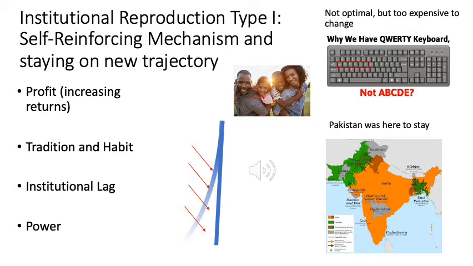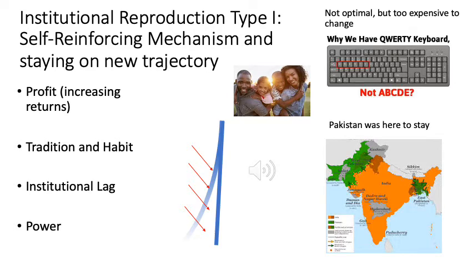And lastly, power. Whenever you get a new setup in politics, you get a new set of power brokers that like the way things are, the new way, and they don't want to go back to the old way or change this new way because it's benefiting them. So these are self-reinforcing mechanisms that keep you on a particular pathway. Now, what are some examples for that?